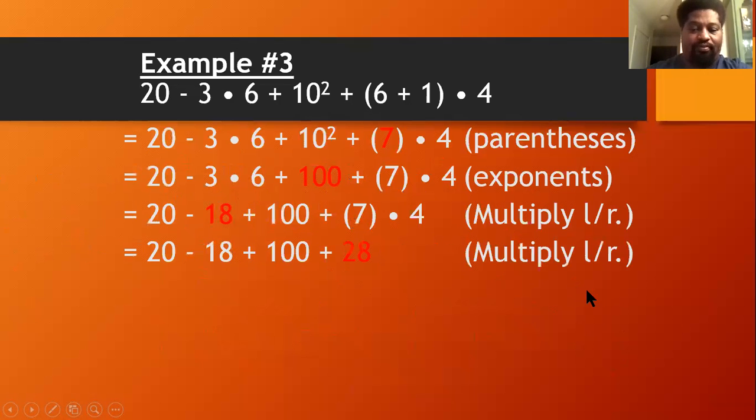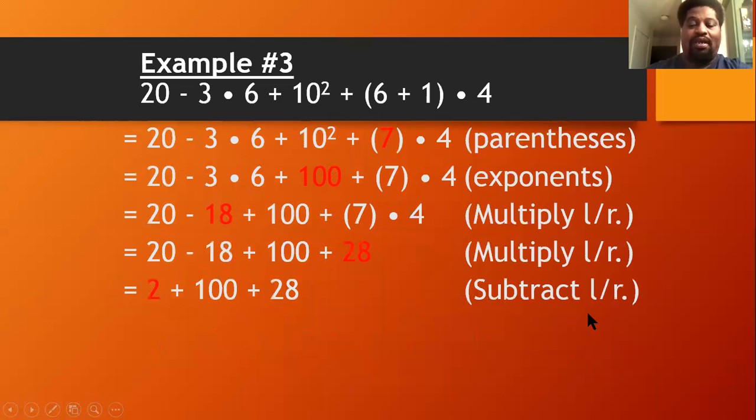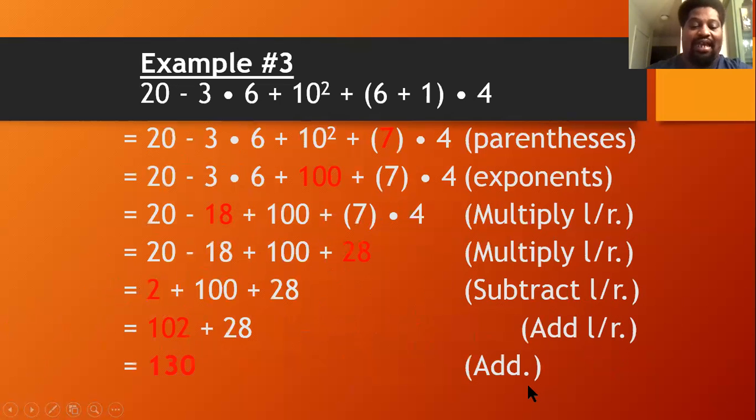Next, we're going to continue to multiply from left to right. We got 7 times 4, which is 28. So now we got 20 minus 18 plus 100 plus 28. So we're rolling now. Now we're going to subtract because we're working from left to right. 20 minus 18, which is 2. Then you got 2 plus 100 plus 28. And then we can add 2 plus 100, which is 102 plus 28. And then we got 130. So that's for example 3.